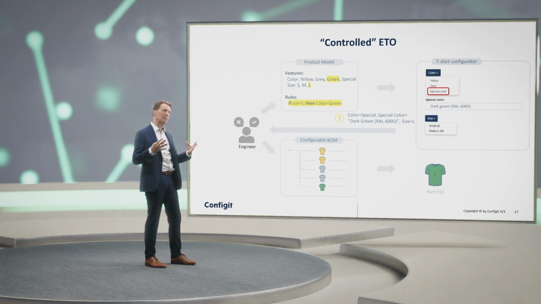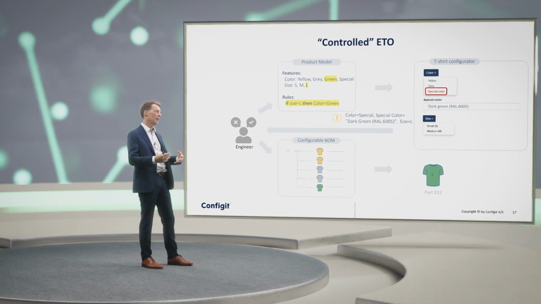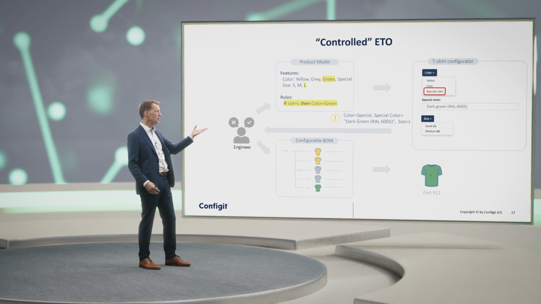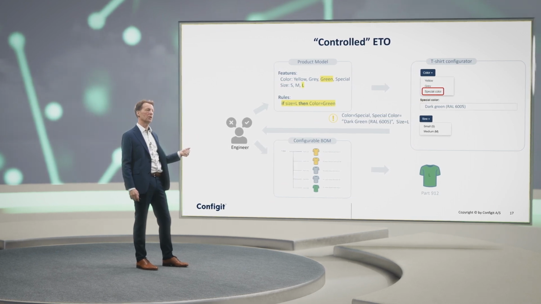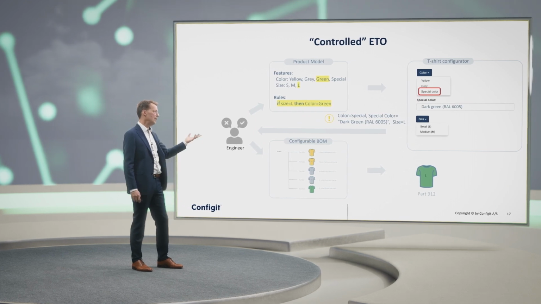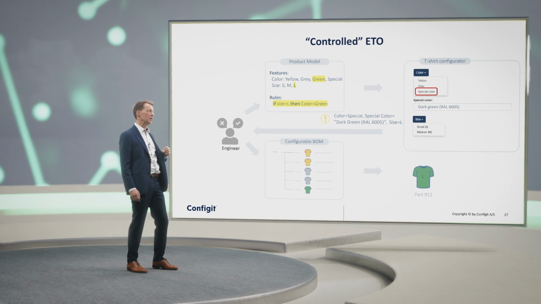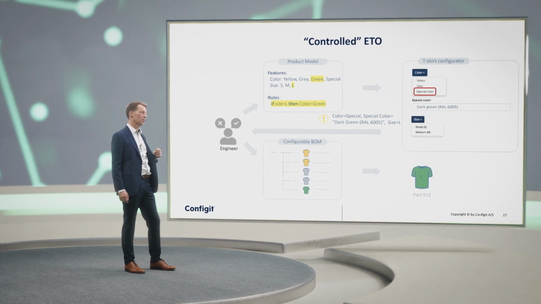Now, here's the trick to get towards more configure to order. What he can also choose to do is to extend, enhance, expand this logical model that drives the configuration process. He can then introduce a new color in our feature for colors. He can introduce the large because we didn't have that before. And maybe he adds some rules to dictate what are the conditions under which we can get this green t-shirt.